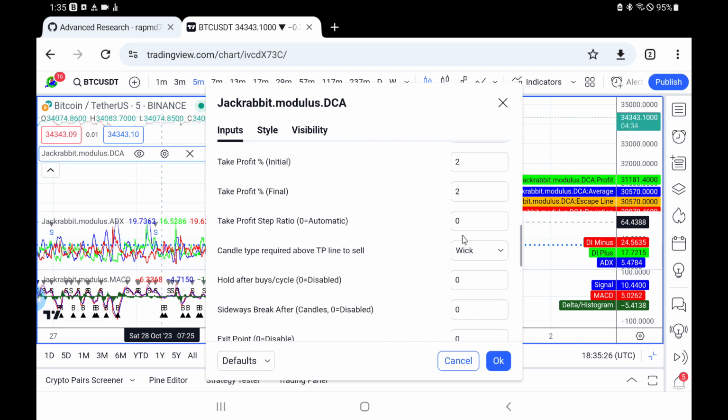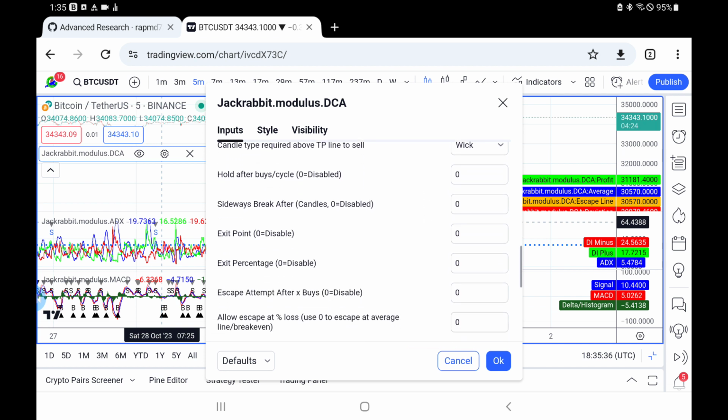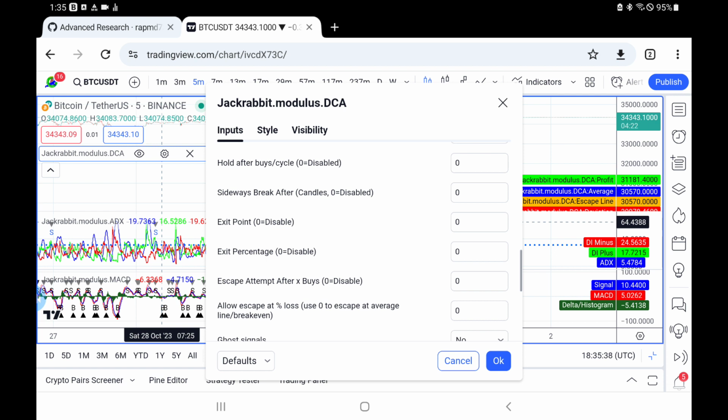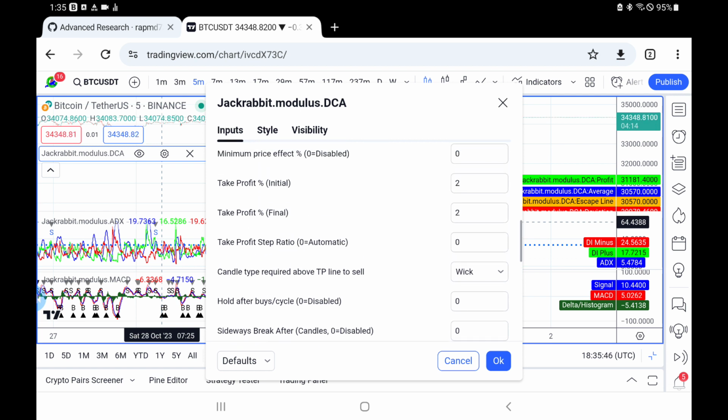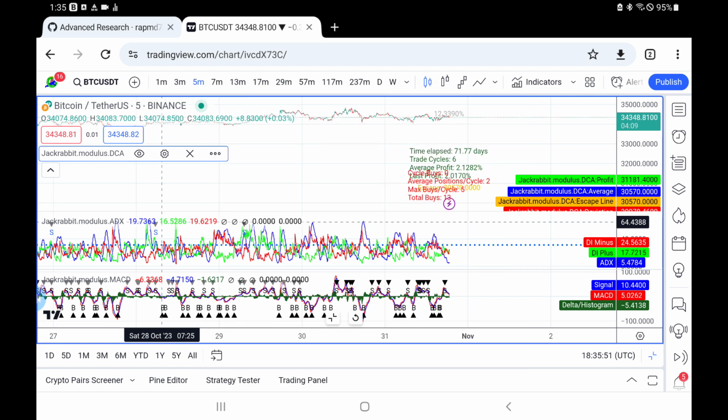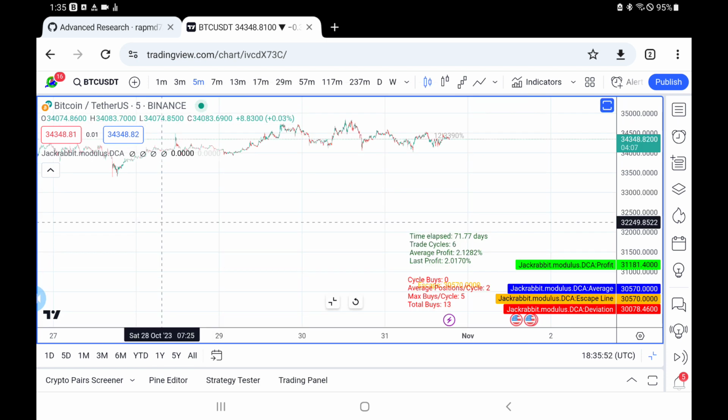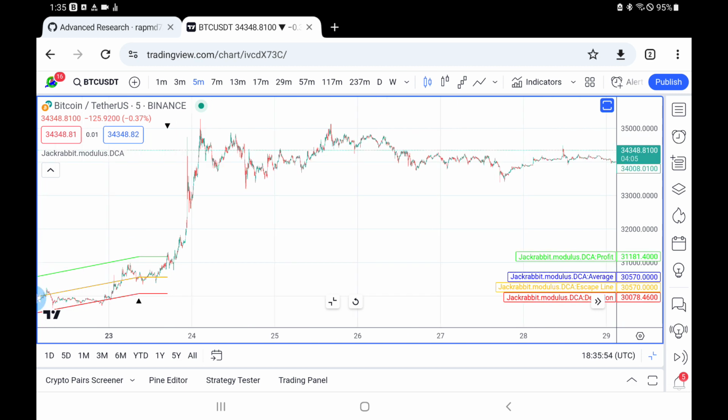Now I chose to exit on the wick. For TradingView, that is important, and I'm going to demonstrate why. And really, this is it. This is all you need. If you want, you can put an exit point in or a holding point. That's up to you. But I wanted to keep my demonstration very simple. So let's go find what a sell or a buy looks like from the DCA standpoint.